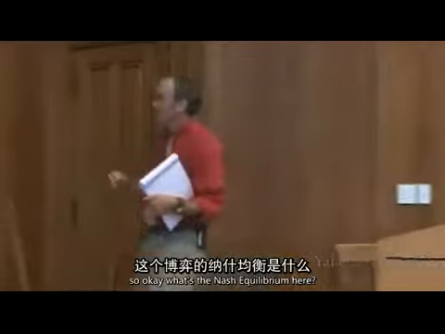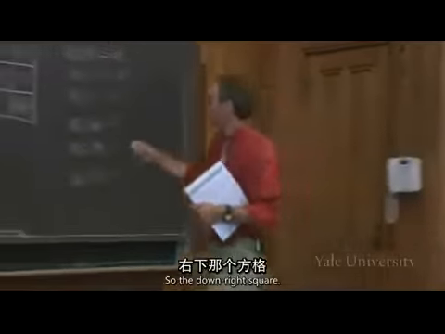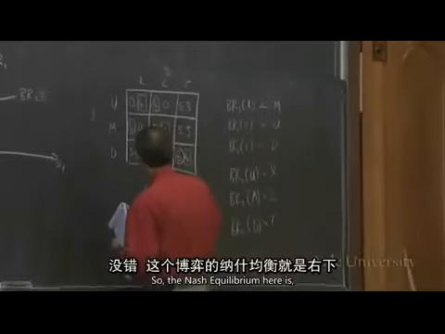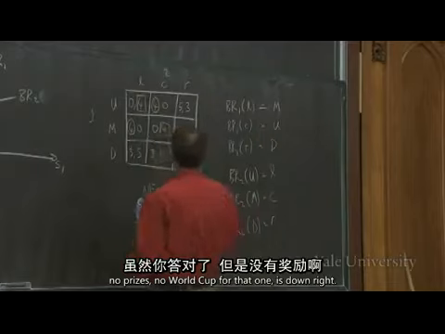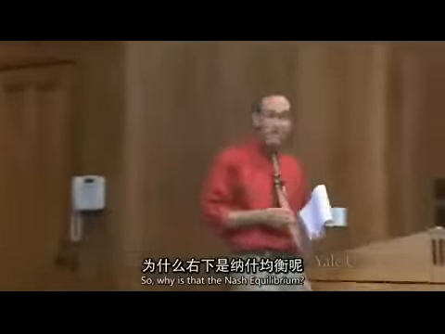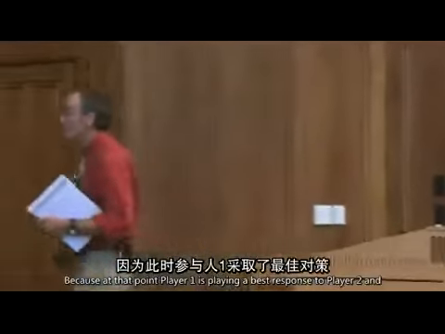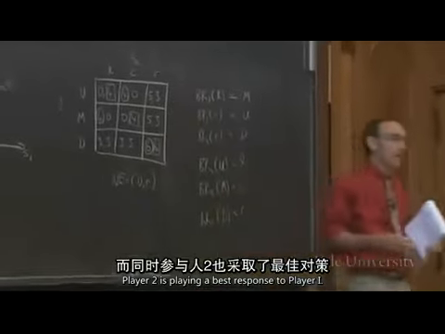So okay. So what's the Nash equilibrium here? The bottom right square. All right. So the down right square. So the Nash equilibrium here is no prizes, no World Cup for that one. Is down right. All right. So why is that the Nash equilibrium? Because at that point, player 1 is playing a best response to player 2, and player 2 is playing a best response to player 1.